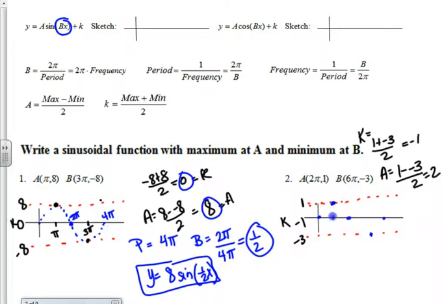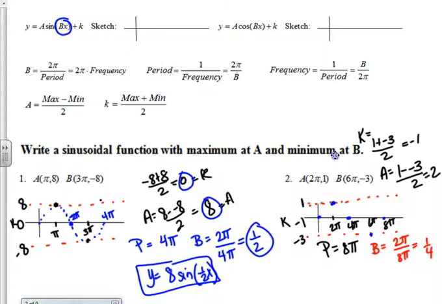They told me my maximum point occurred at 2 pi comma 1. So if this is 2 pi, this must be 4 pi, this must be 6 pi, and this must be 8 pi. So what I just realized is 1 complete cycle is 8 pi, the period is 8 pi. I don't care about the period, I want the B value. The B value is 2 pi divided by the period. So our B value is 1/4.